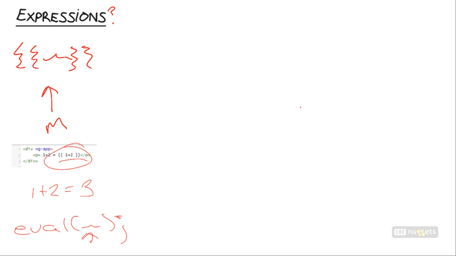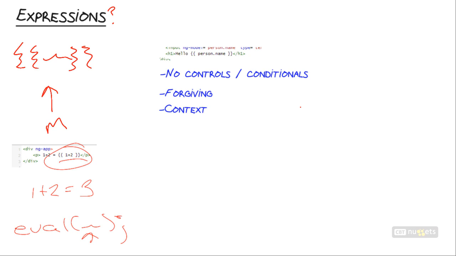Now, that's not to say that expressions are JavaScript statements. There's a few real key differences that we ought to highlight. For starters, there are no controls or no conditionals inside of an expression allowed. So you can't use an if statement or you can't use a loop inside of an Angular expression. Those are JavaScript commands. Those are reserved for being used inside of your services, inside of your modules, inside of your controllers, the JavaScript code.